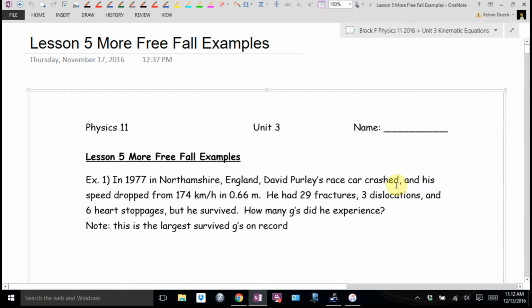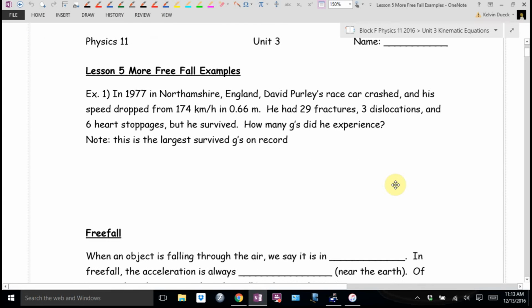A couple of days ago, we watched videos of Colonel Stapp, who was part of the testing for ejection seats, and we worked out that he had experienced 45 Gs. And I did tell you at the time, you might not remember, that that was not the highest G-forces survival on record. This is. In 1977 in Northamptonshire, England, David Purley's race car crashed and his speed dropped from 174 kilometers per hour. 174 what? I'm probably going to have to do a unit conversion. I've made a little mental note. Ding, ding, ding, ding, ding.